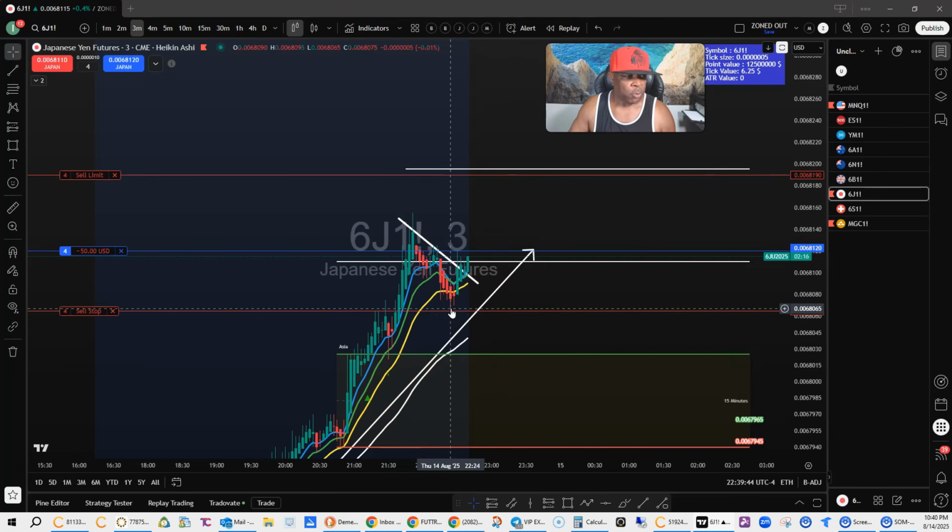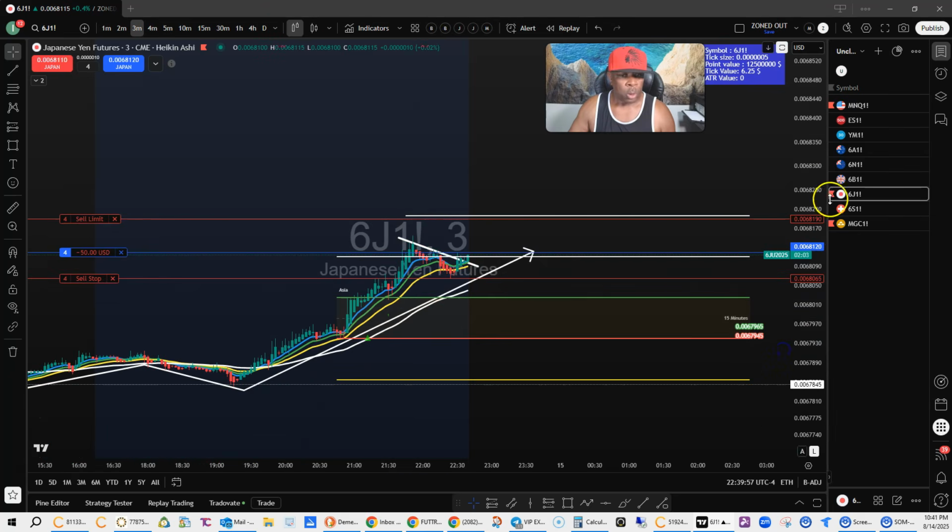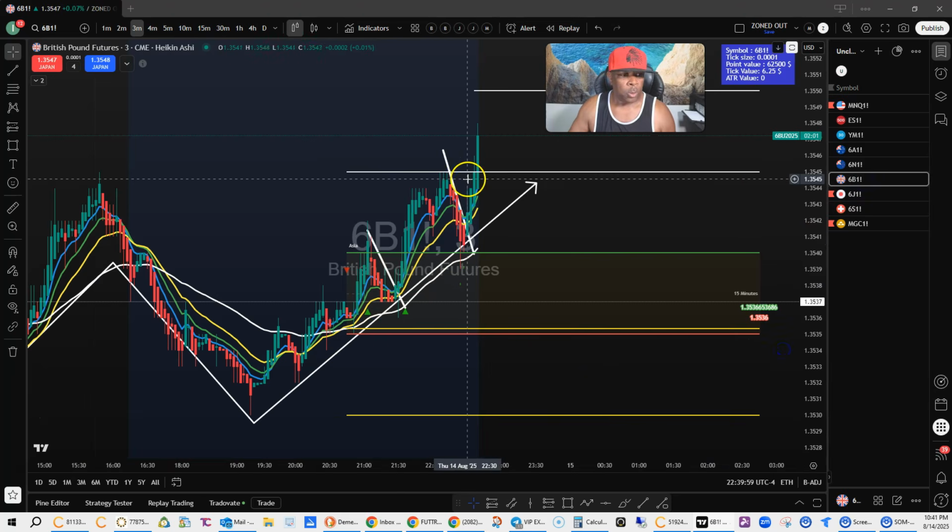Where's my stop? Right below the last dip. Look at this last dip right here. So if you would have entered right here, and this was your stop loss, look at how much profit you would have made on this one. So it's the same thing. It's a rinse and repeat pattern. So look at what happened on this one. Dip, huge pop.